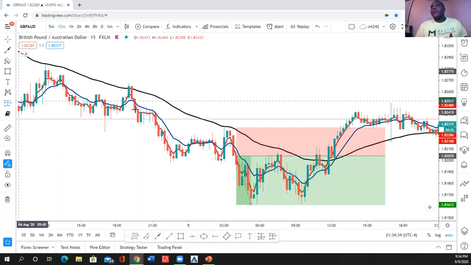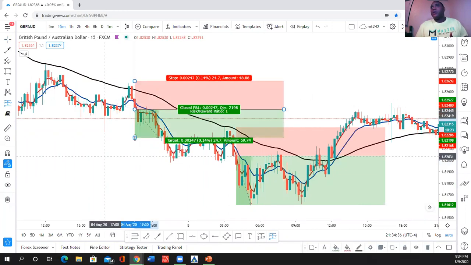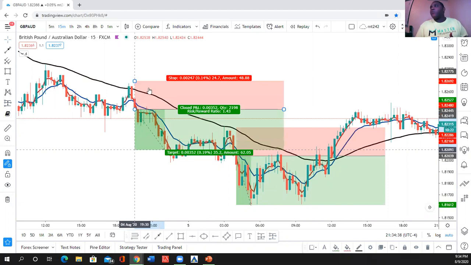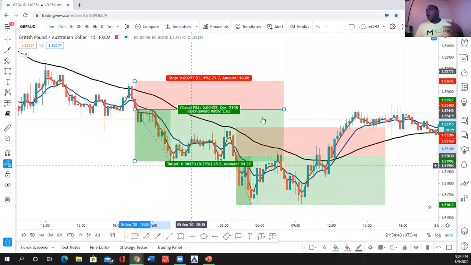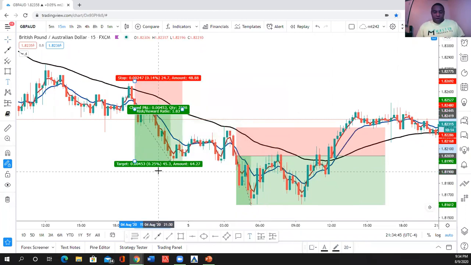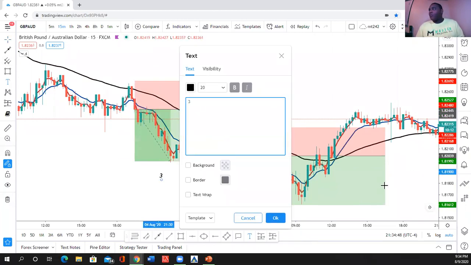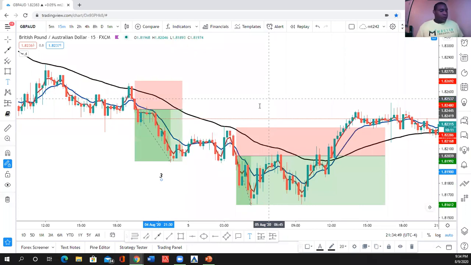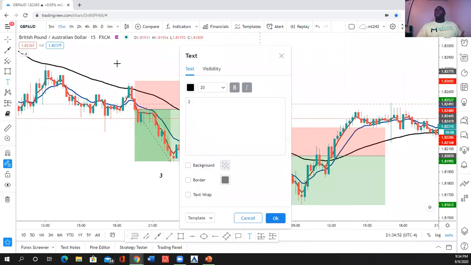So just identify 10 of them. Whatever your TP is, if you just want to run it all the way to where price stops, that's fine, and just count them. So this would be like 3, and then this would be like 2, and just do 10 of them, and then let me know.